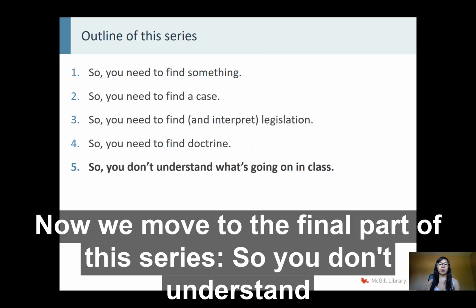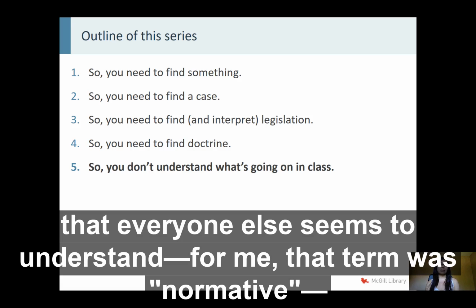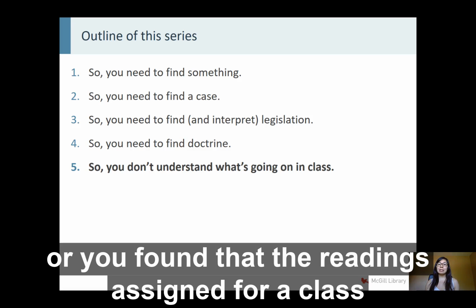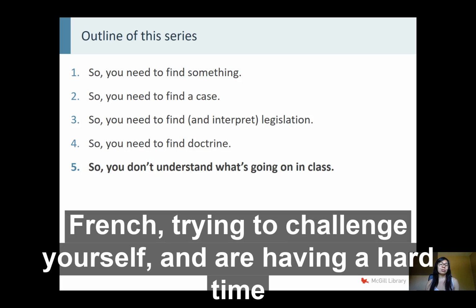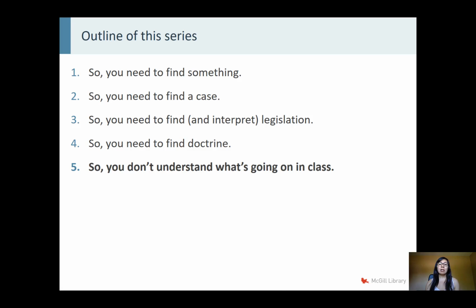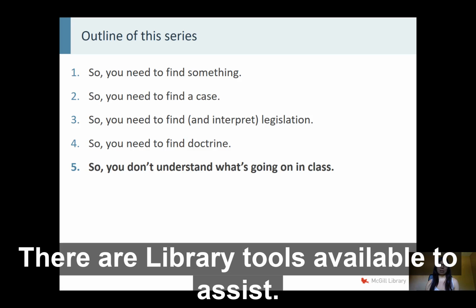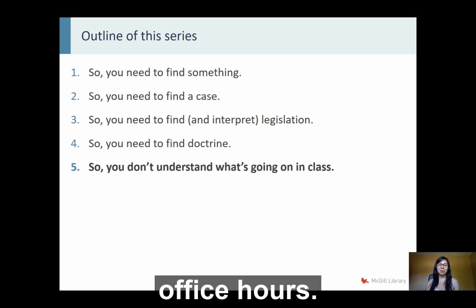Now we move to the final part of the series: what to do when you don't understand what's going on in class. Whether it's a term used regularly in class that everyone else seems to understand, for me that term was normative, or you found that the readings assigned for a class really didn't clarify the topic for you, or maybe you took a class in French, trying to challenge yourself, and are having a hard time understanding some of the legal concepts. There are library tools available to assist. Though, of course, you might also consider meeting your professor during office hours.